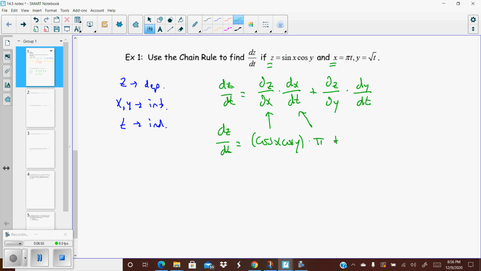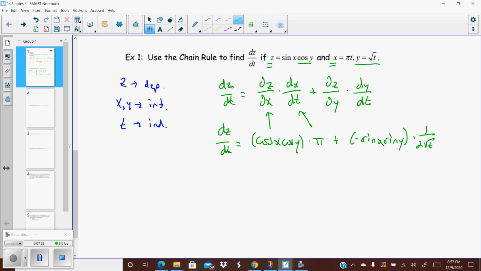Plus, partial of z now with respect to y. So now we treat the sine of x like it's a constant. So the derivative of cosine y is going to be negative sine y. So we'll get negative sine x sine y times the full derivative of y with respect to t. The derivative of y with respect to t is going to be 1/2 t to the negative 1/2, or 1 over 2 root t. That's not a minus sign, that's a times.